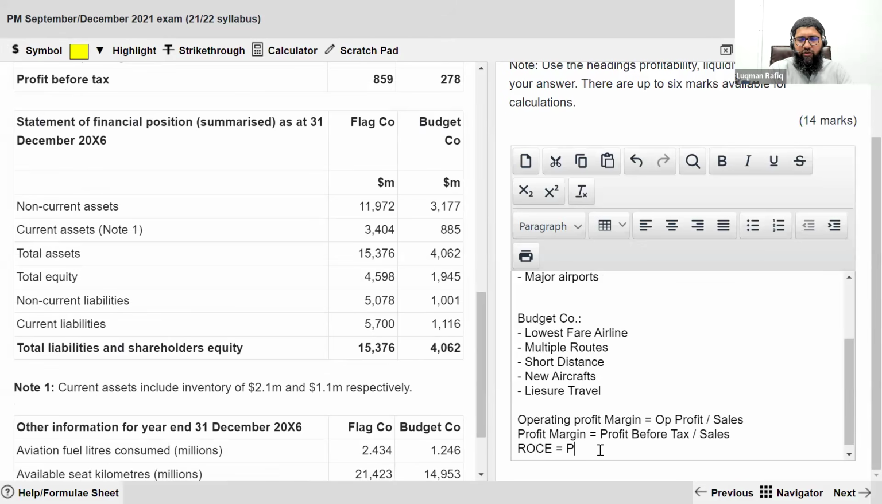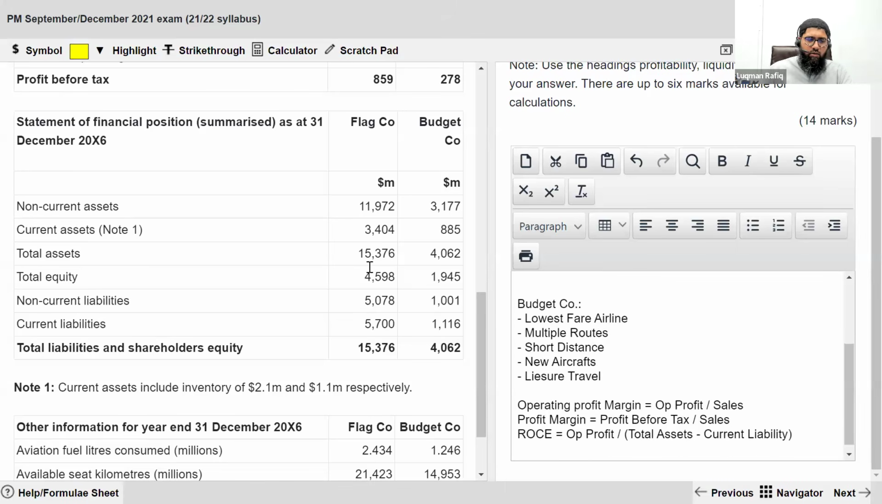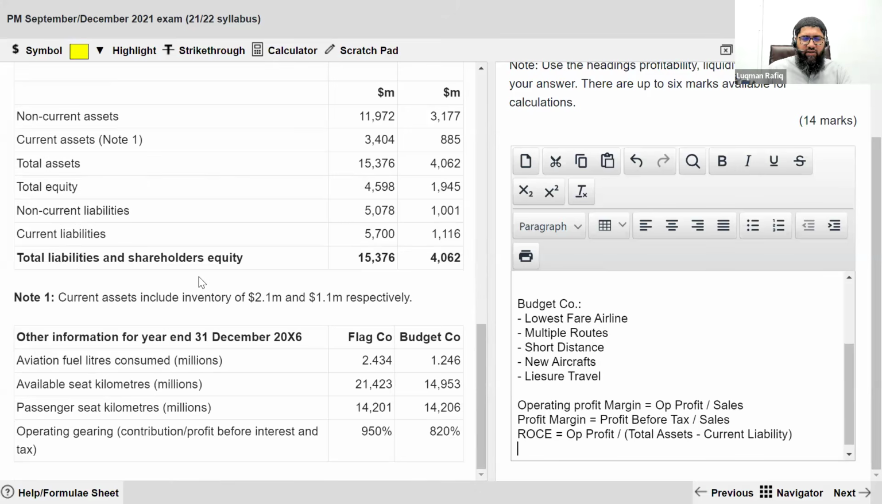Return on capital employed, which is going to be operating profit divided by total assets minus current liabilities. Then it says aviation fuel liters consumed, available seat kilometers, passenger seat kilometers, operating gearing. Operational gearing is telling you the business risk.